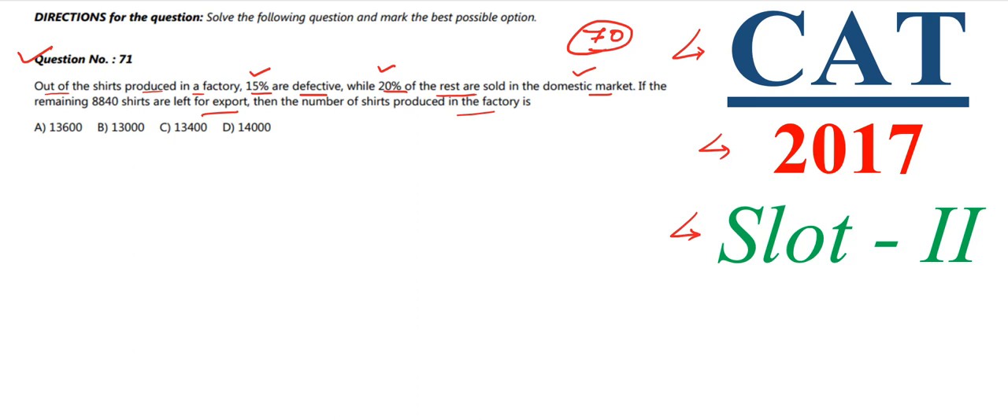So we are given the left number of shirts, which is 8,840. Those are left for export. Then we need to find the total number of shirts produced in that factory. So let us assume the total number of shirts to be 100. I know that 100 is not possible because 8,840 shirts are already left for export, so 100 is much lesser than that. But for our convenience, for finding the percentage, let us assume that to be 100.